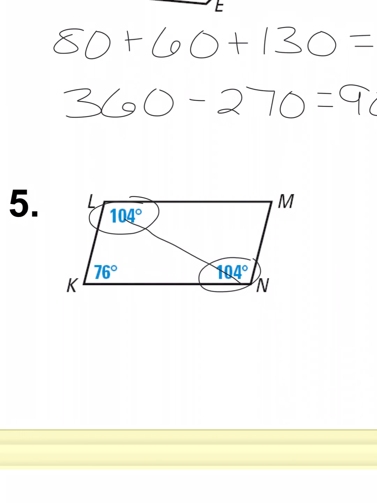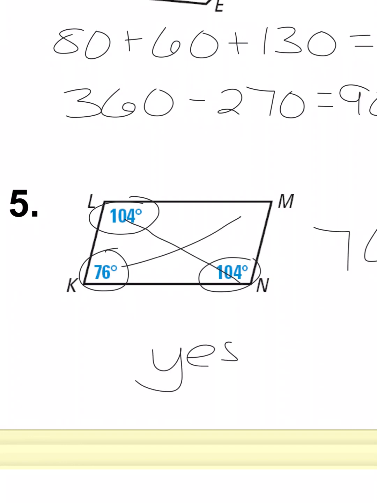That's a pretty good indicator of a parallelogram, right? So if this side's 74, what's this one? 76, you mean? 76. Okay, so is that a parallelogram? Yes. Again, why is it a parallelogram? They have the same sides. Opposite angles are the same. Yep.